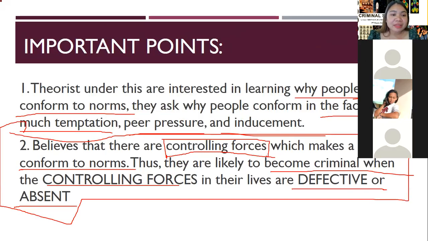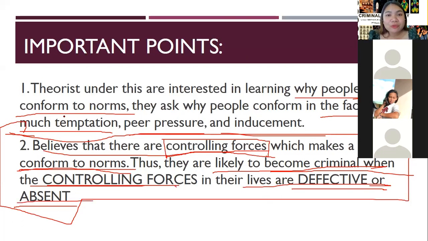Going back here to statement number 2. Social bond believes that there are controlling forces which make a person conform to the norms. Thus, they are likely to become criminal when the controlling forces in their lives are defective or absent. Social bond says there are controlling forces around us. What are these controlling forces? Your family, the church, the school, the values taught to you, those are all controlling forces.